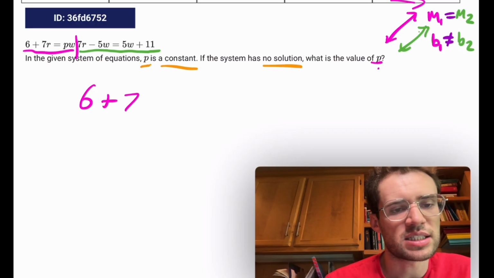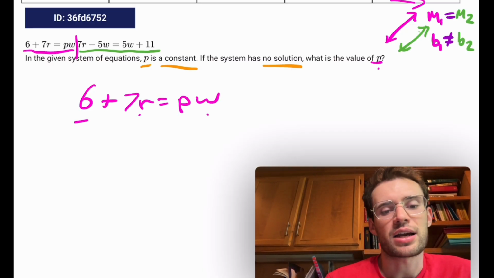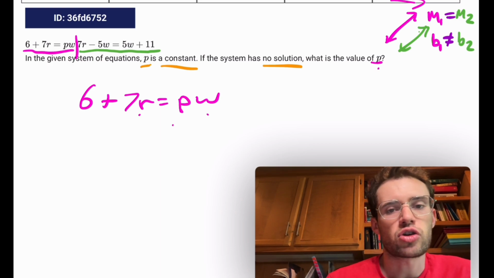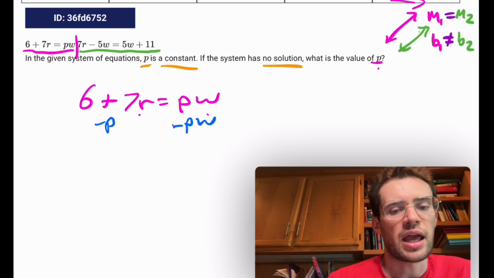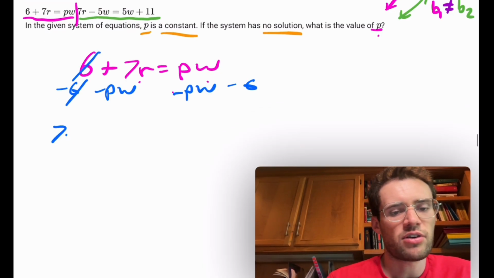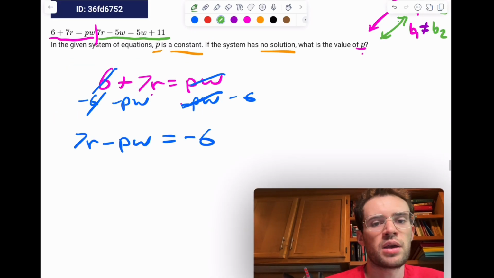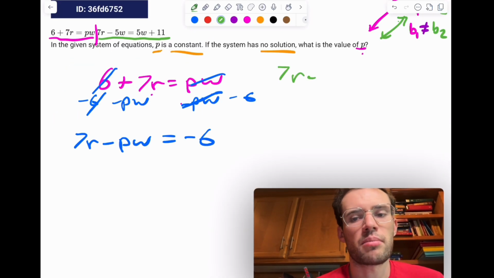So we have 6 plus 7r equals pw. So we want to get our r and w alone on the left side, our constant on the right side. We'll start by subtracting pw from both sides and subtracting 6 from both sides. So here, 6 minus 6, 0. We get 7r minus pw is equal to, and these cancel here, negative 6. Okay, so that's your first equation. Now for the second equation, we have 7r minus 5w equals 5w plus 11.